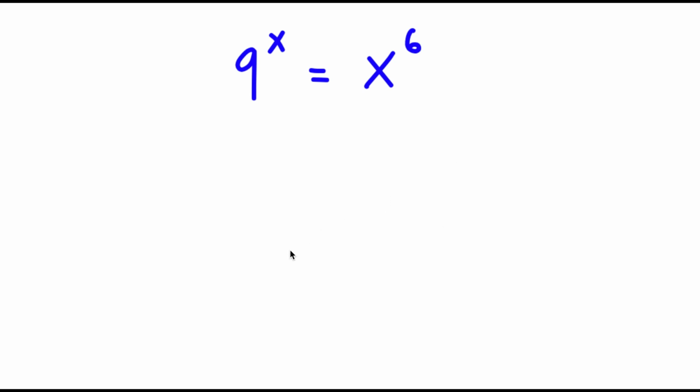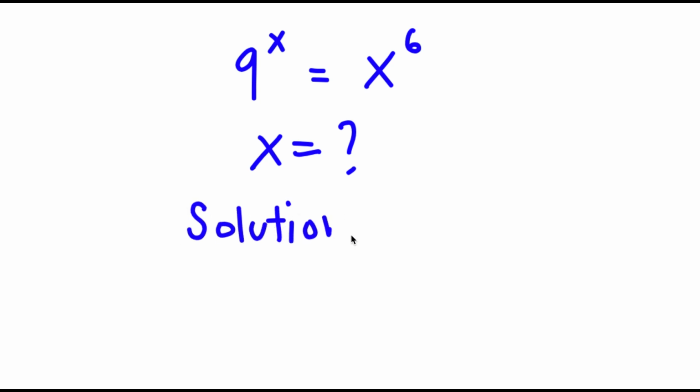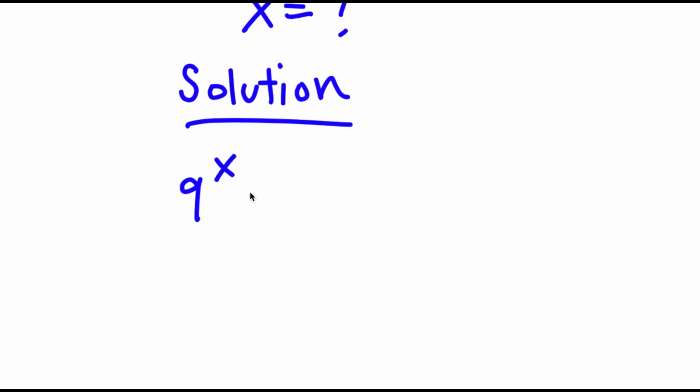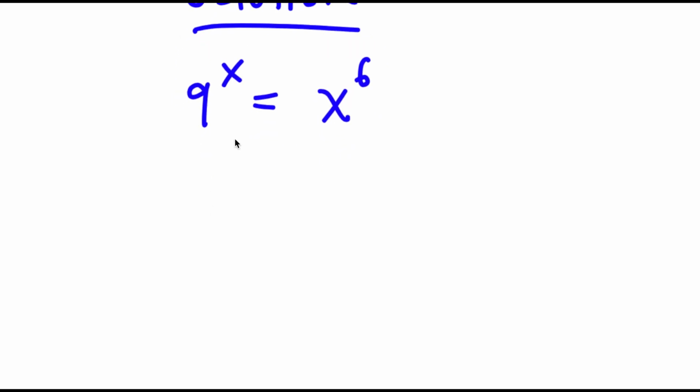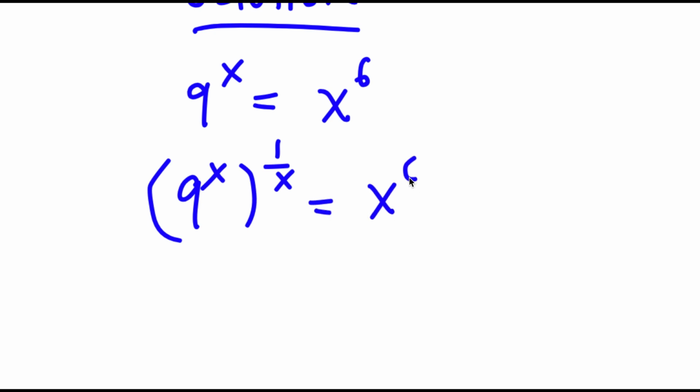Alright, so in this problem, I have 9 to the power of x is equal to x to the power of 6. Now I'm going to find the value of x. So for my solution, start with 9 to the power of x is equal to x to the power of 6. And I'm actually going to take the power of 1 over x on both sides. So now I have 9 to the power of x to the power of 1 over x is equal to x to the power of 6 to the power of 1 over x.